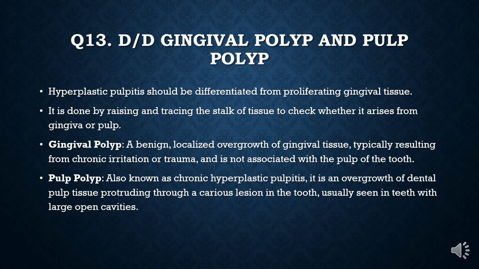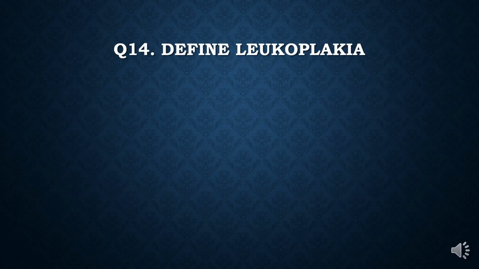Whereas pulp polyp is also called chronic hyperplastic pulpitis. It is an overgrowth of dental pulp tissue protruding through a carious lesion in the tooth, usually seen in teeth with large open cavities. Question 14 is define leukoplakia.